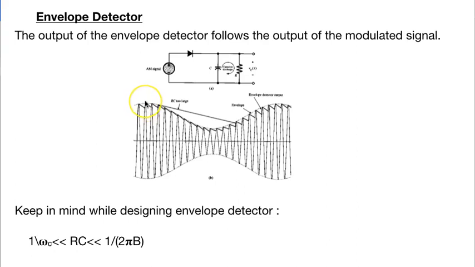And it again charges to that peak value and it again gets discharged. And when it reaches the signal again, it reaches its peak value and gets discharged again. The whole step is followed, keeping in mind that RC should not be too large, so that it doesn't follow the path of the modulated signal.